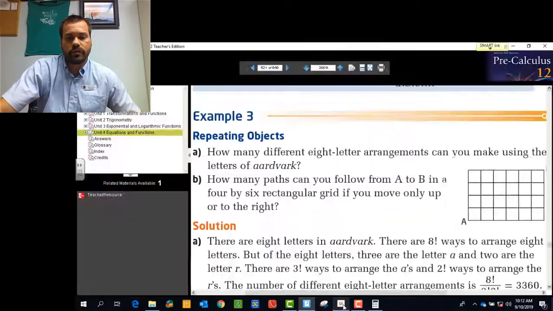If you look at the second part of the example, it says how many paths can you follow from A to B in a 4x6 rectangular grid if you move only up or to the right?